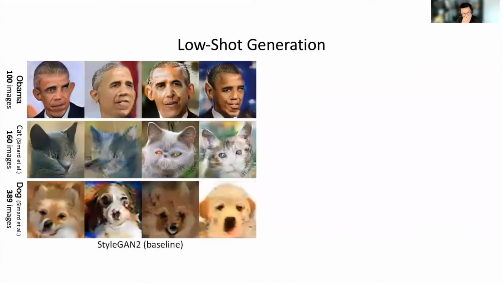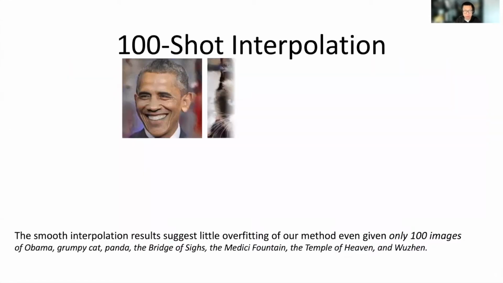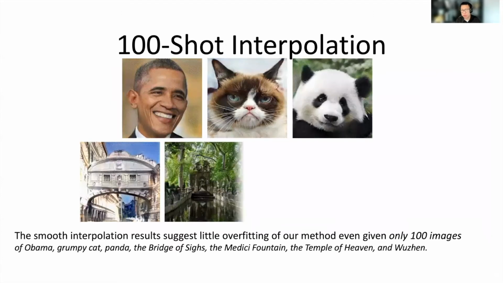So we compare it to low-shot generation, which will have 100 images, and it can improve the results significantly. To test whether the generator is overfitting or not, we also show some interpolation results trained on 100 images.